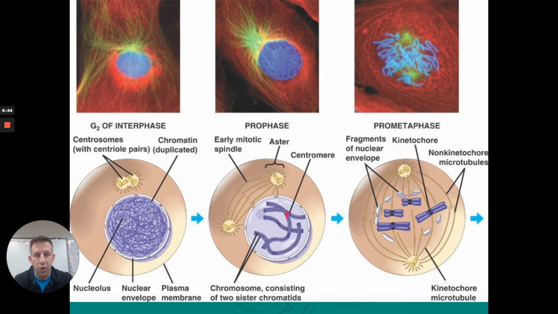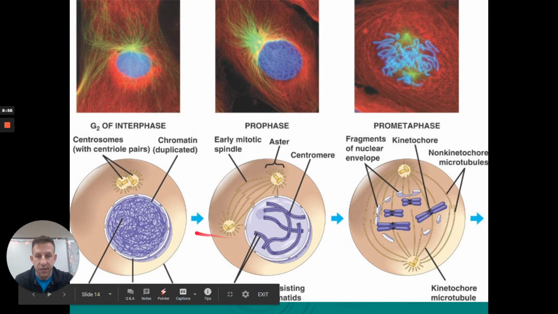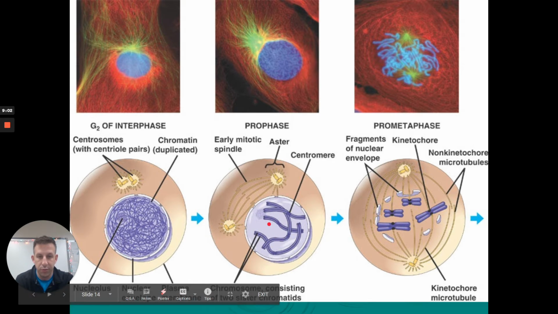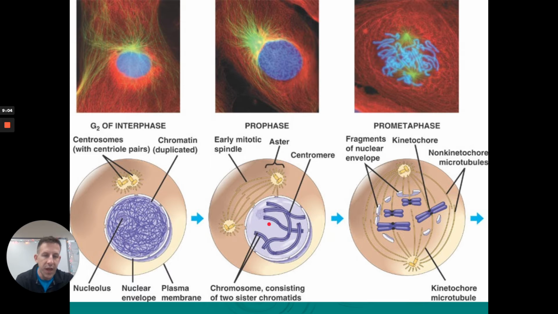We notice that the chromosomes have condensed. Here they look like thin spaghetti. Here they look like little butterflies. So they're starting to condense here in prophase. And we notice that each one of these has a sister chromatid attached to another one. We'll discuss a little bit more about that.